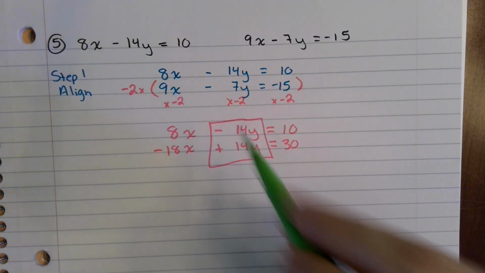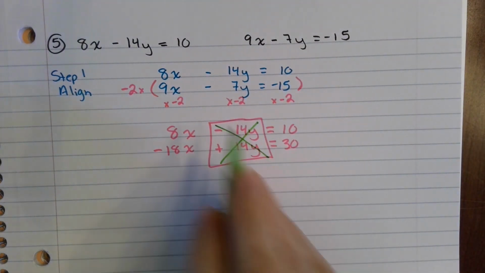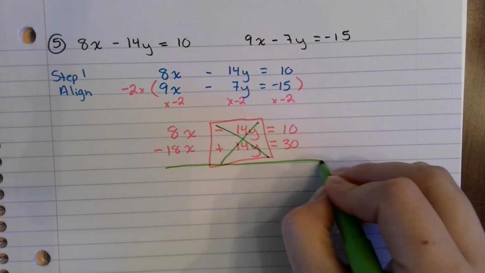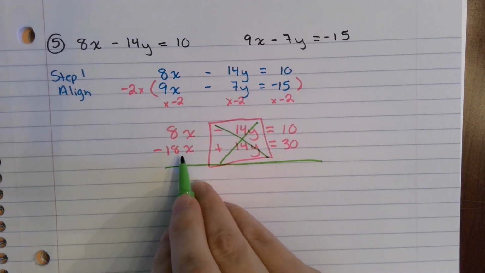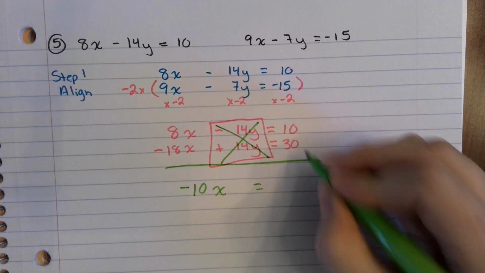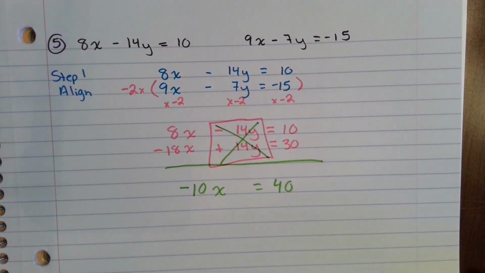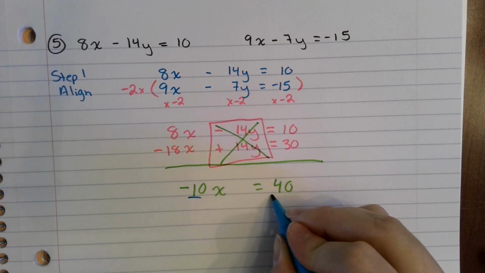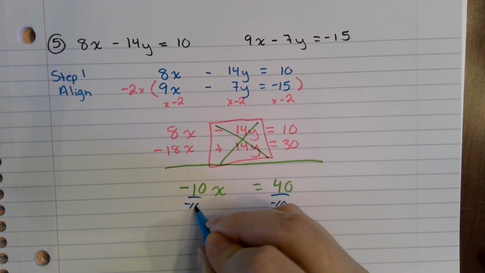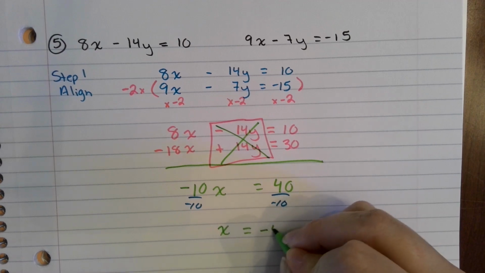Okay, the next step is to go ahead and eliminate that zero pair and then combine the rest of the terms together. So 8x and a negative 18x is going to give me a negative 10x. 10 and 30 is going to give me 40, and then I just solve. We'll divide both sides by a negative 10. So that's going to give me x equaling a negative 4.